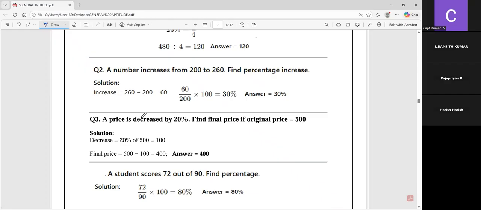So the number is increased from 200 to 260. That's 30 percentage value will be increased. That is an increase. Okay. See the third problem.